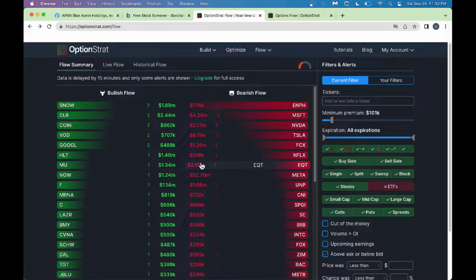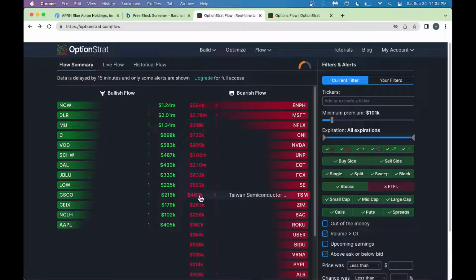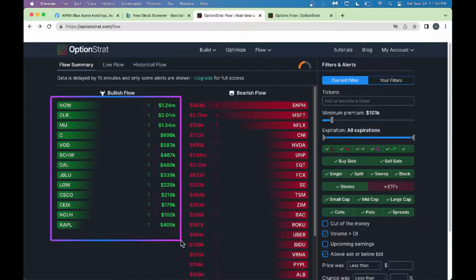And many times folks want to see unusual option activities. That's when volume is greater than open interest. If you click on this here, it will even say what are the unusual option activities. Look, we got here a small list of unusual option activities here.